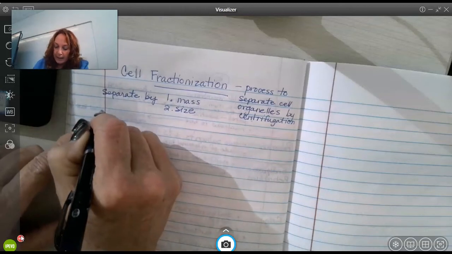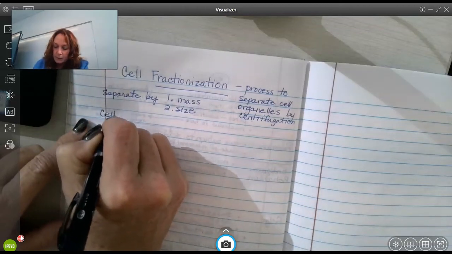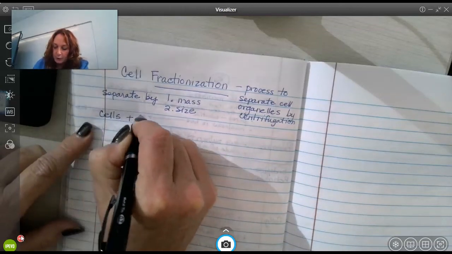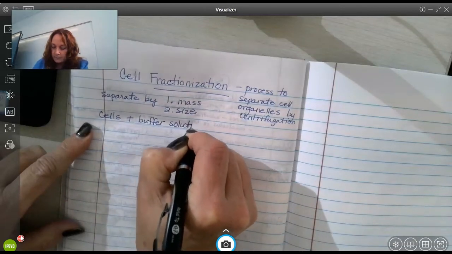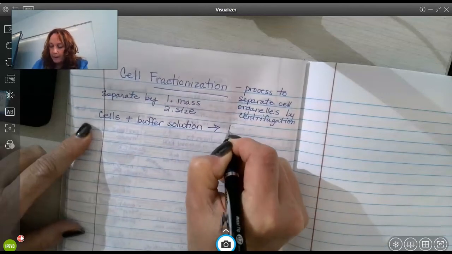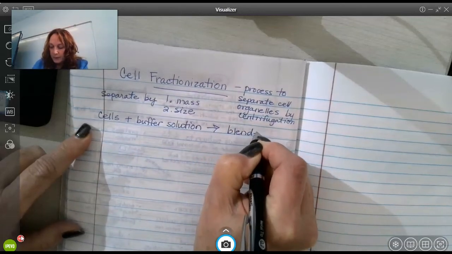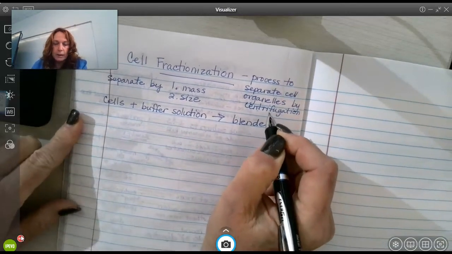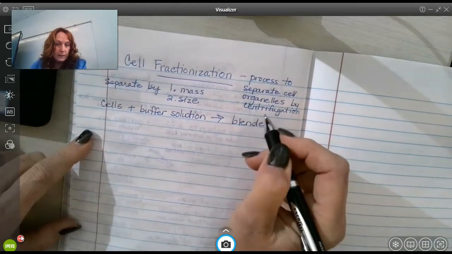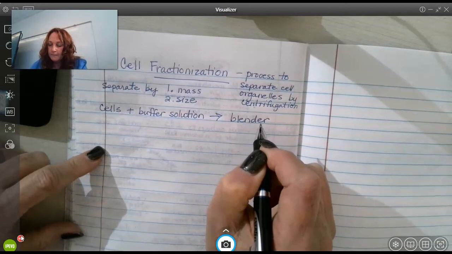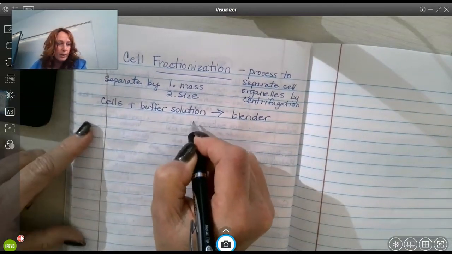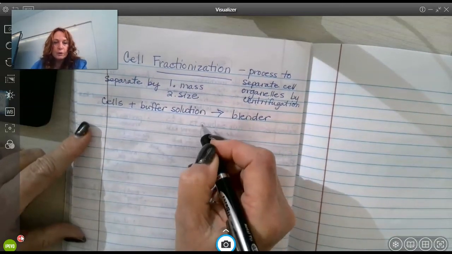So you're going to have your cells plus a buffer solution, and you're going to put that in a blender, and you're going to blend it up. No joke, like a Ninja blender or a Vitamix. A regular blender from your kitchen is what everybody uses. Once you have them broken up, you're going to start your series of spins.